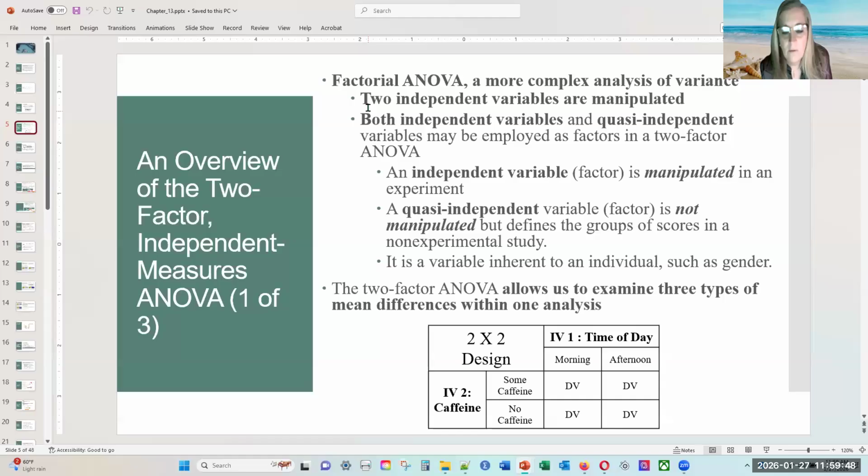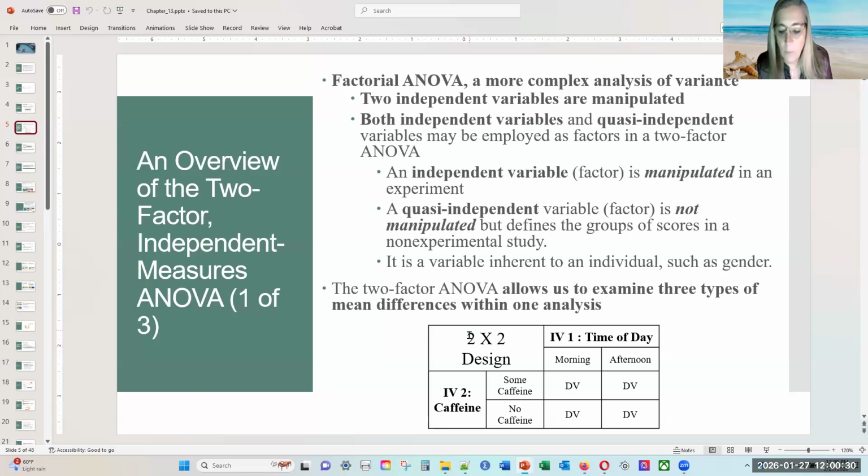All right, so here we have now for a factorial ANOVA, we have two independent variables, and they can be manipulated. So for this example, we have time of day and whether or not someone had consumed caffeine. Both independent variables and quasi-independent variables may be employed as factors in a two-factor ANOVA. We have a two-factor ANOVA allows us to examine three types of mean differences within one analysis.